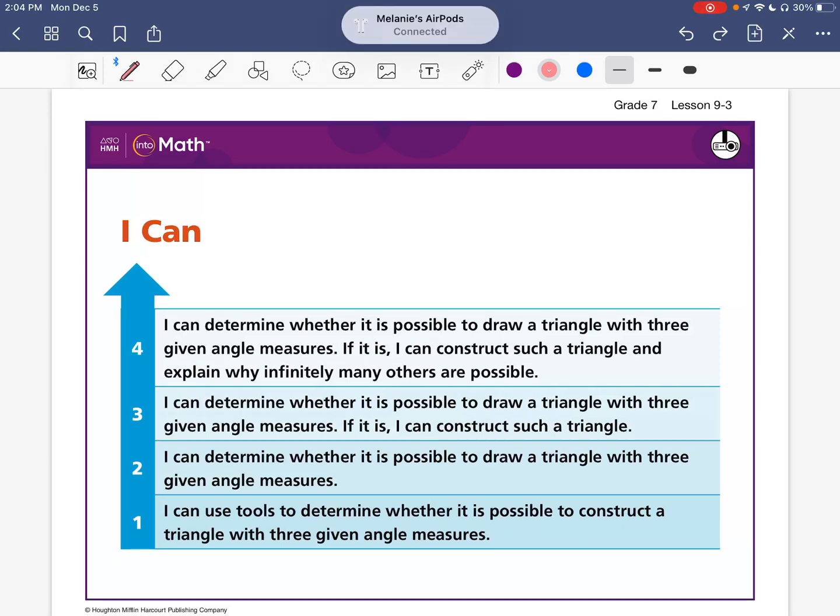Here is grade 7, module 9, lesson 3. Our I can statement is that I can determine whether it is possible to draw a triangle with 3 given angle measures. If it is, I can construct such a triangle.